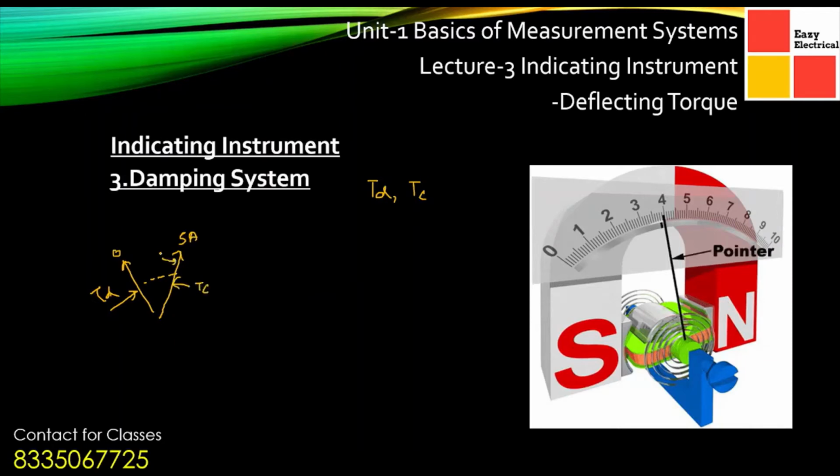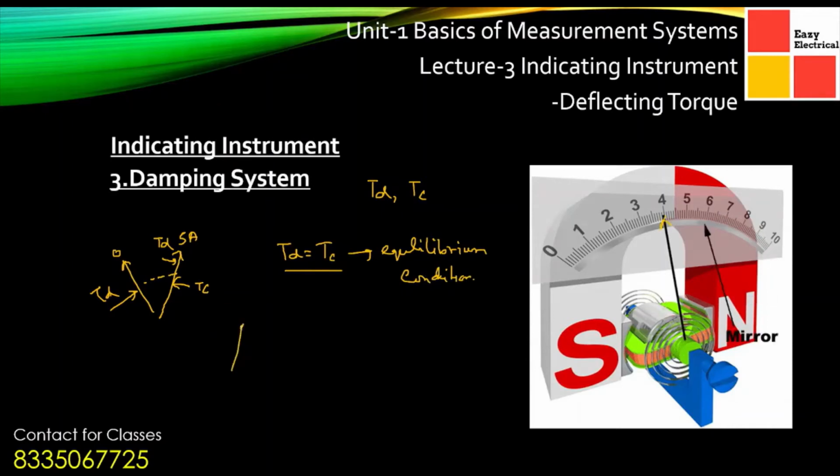Here in this case, we know that at the balance position these two torques are equal, that is the deflecting torque and control torque are equal. Here we call it the equilibrium condition. But other than that, in the final position, the pointer starts to accelerate or starts to oscillate about the final reading. So due to this oscillation, we cannot get the final reading. Okay, so up to this point we have considered.